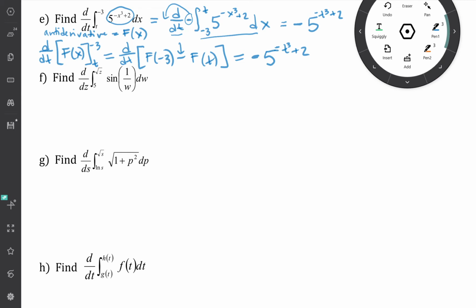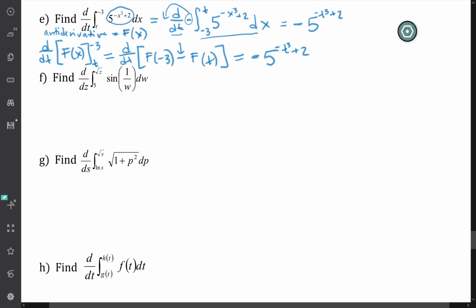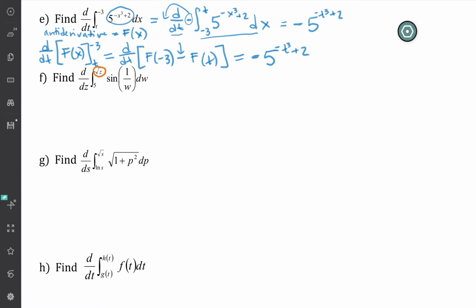Okay, so for part F, the little bit of a twist is we are building an area function. We have the integral from 5 to variable of sine of 1 over w dw, but the variable actually has something done to it. So this isn't just the integral from 5 to z, which would make it the basic area function. This is our area function with the square root of z plugged into it. So this is actually a composition.